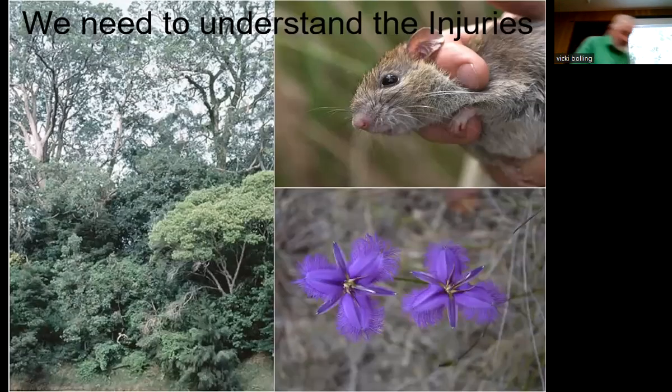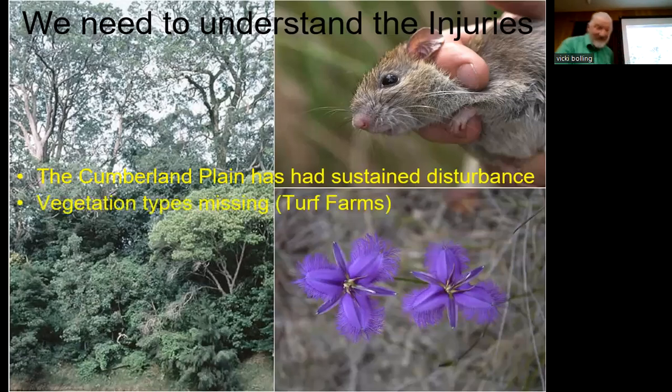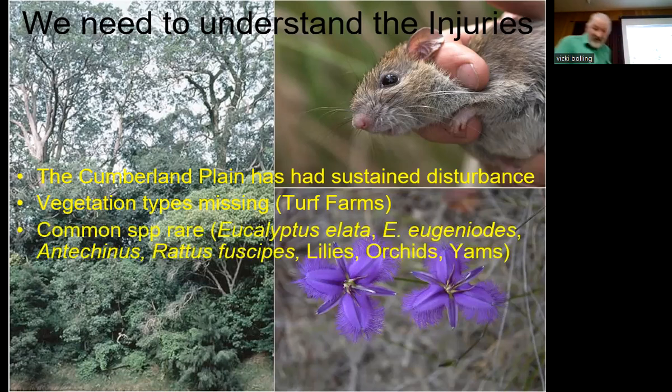Okay, so what are the injuries that have actually happened in a real sense? So it's been sustained disturbance. There are vegetation types that are missing. The tall eucalypt forest along creek flats, river flats and creek lines, mostly gone. Some common species are rare. So Eucalyptus salicifolia, river peppermint.